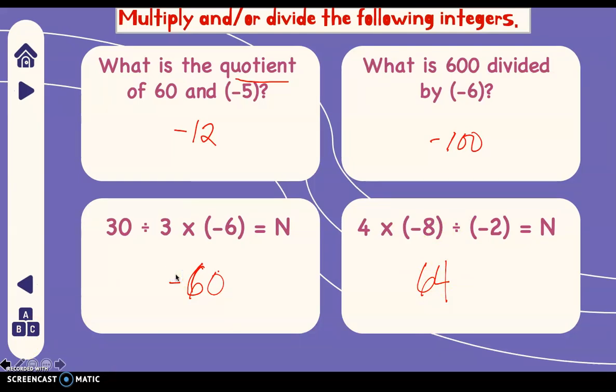So again, in multiplying and in dividing integers, all you have to do is to multiply or divide the numbers. And if there is an odd number of negative integers, the sign of the answer is negative. And if there's an even number of negative integers, then the sign of the answer is positive.